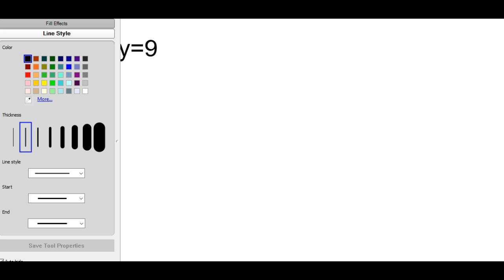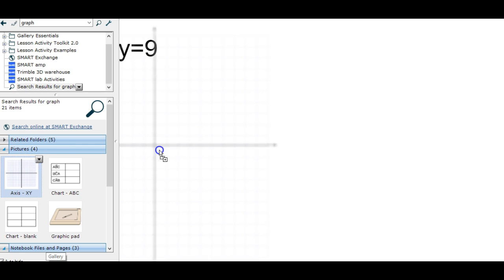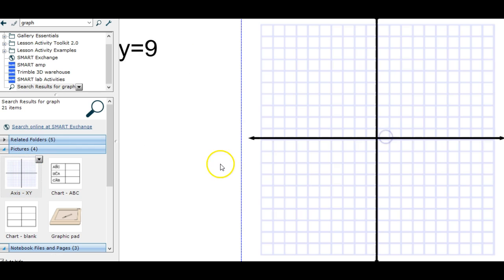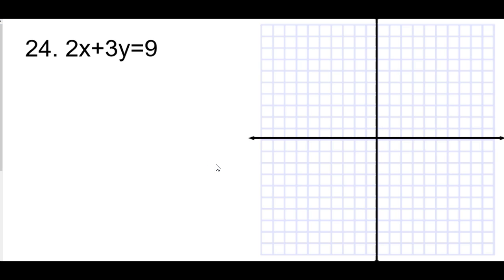Let me put in another graph here. And so now we've got 2x plus 3y equals 9. This is not in slope-intercept form. So let's take a moment, see if you can figure out what is the slope of the line and what is the y-intercept. Get y by itself to put it into slope-intercept form.